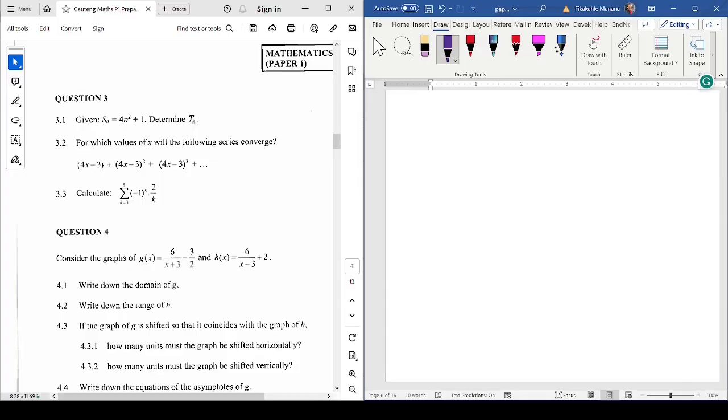Well, welcome once again. We're in question number 3 now. Let's get right into it. So 3.1, it says given the sum of that, determine the sixth term.